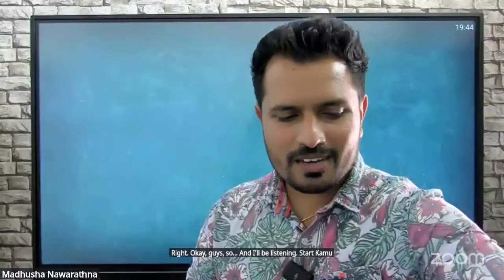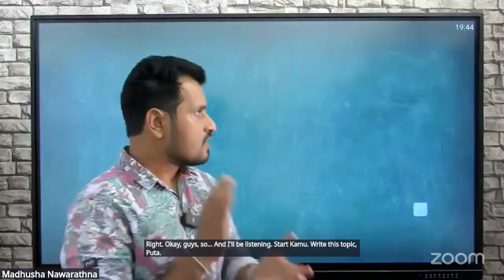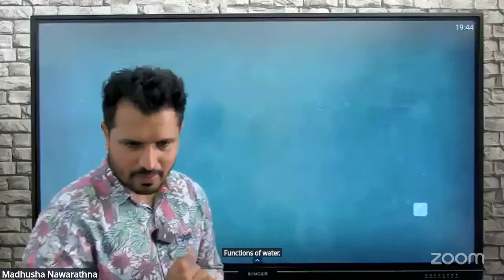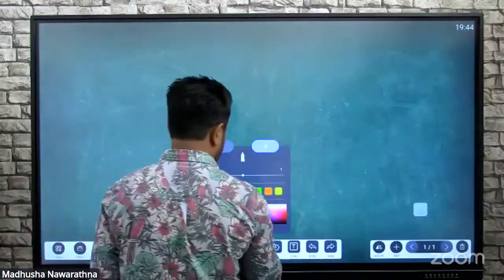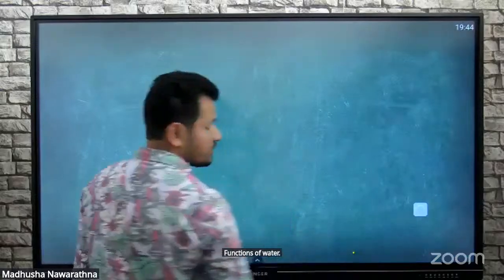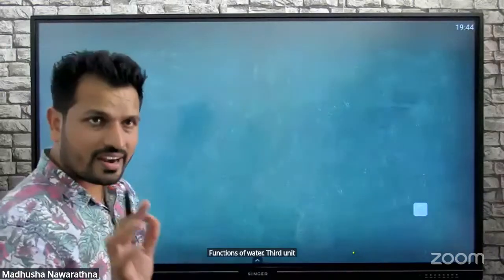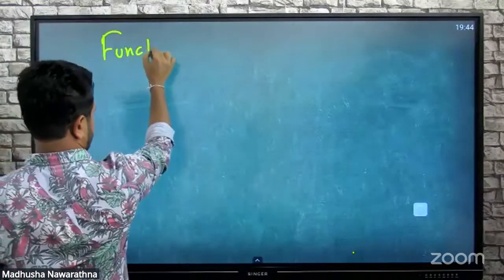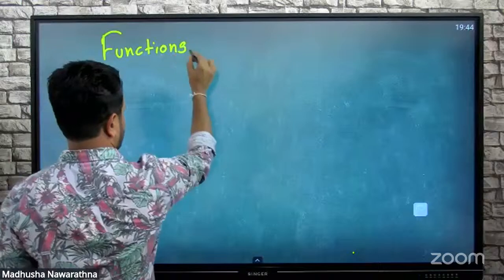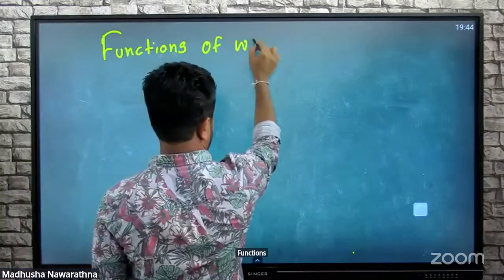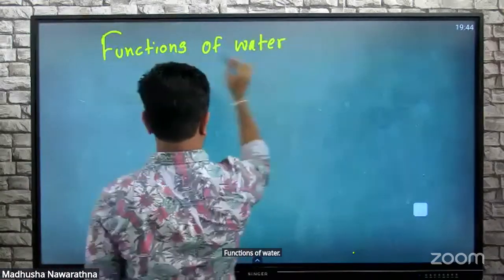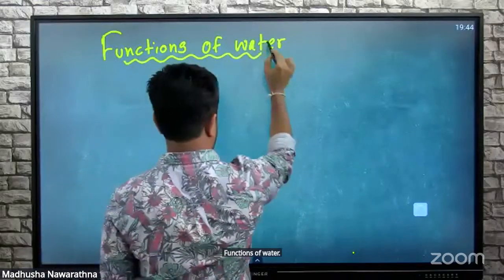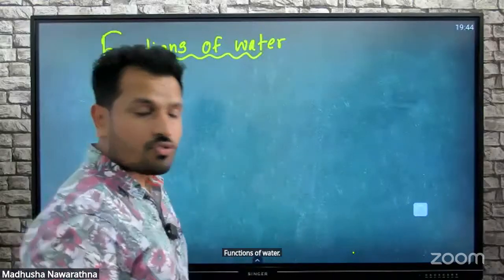Write this topic පුතා. ලියන්න මේ topic එක, functions of water. Fourth unit of grade 7 syllabus.